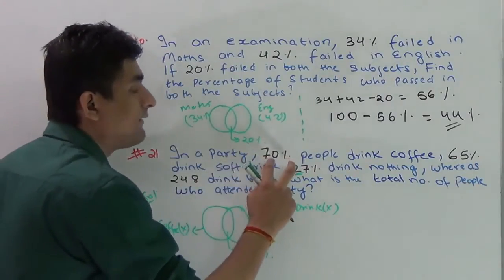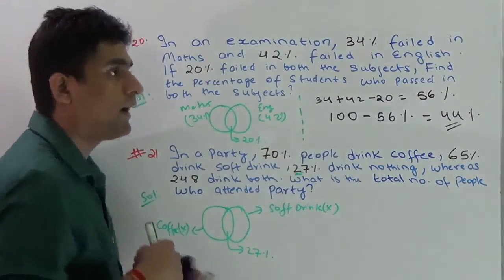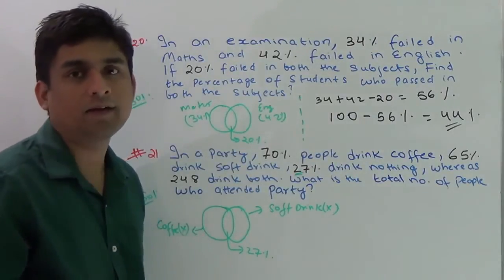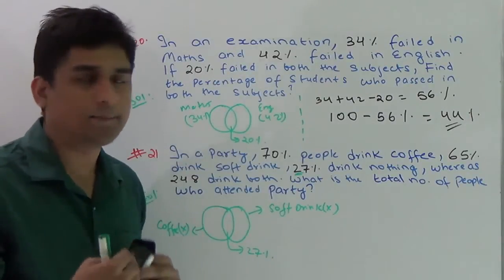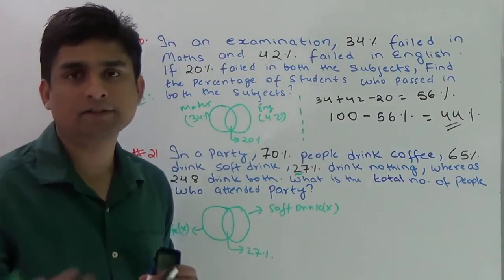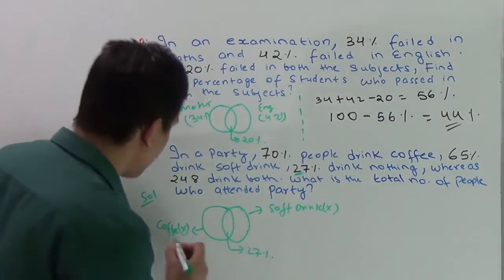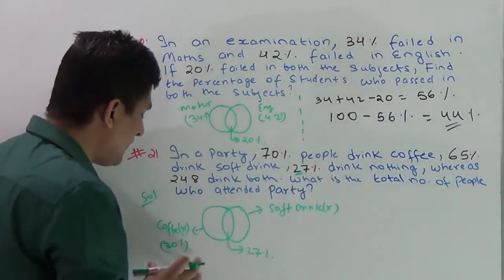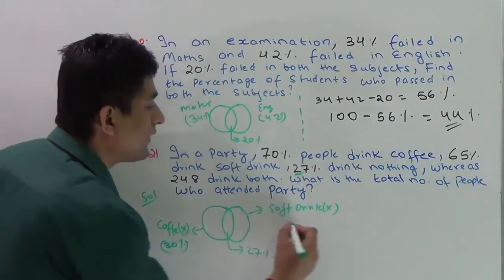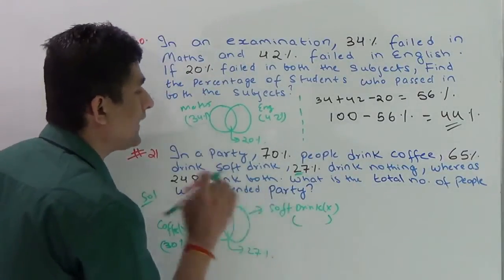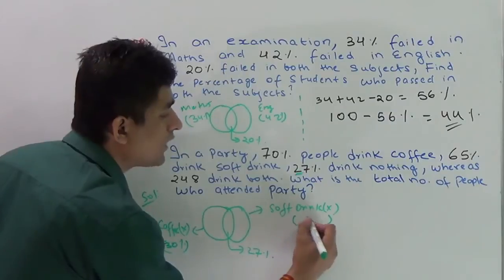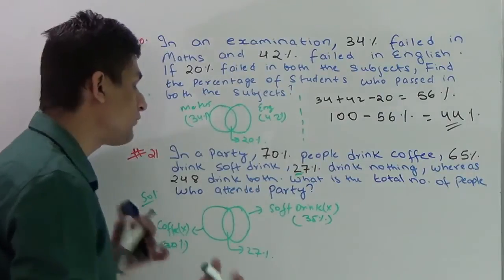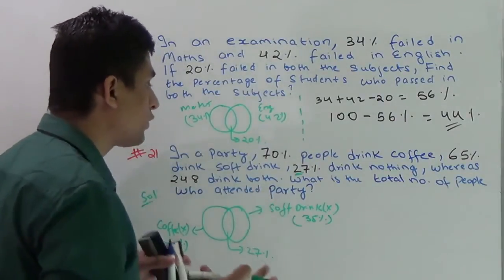In the question it is given that 70% of people drink coffee. If in a party 70% of people drink coffee, that means 100 minus 70, which is 30%, do not drink coffee. Therefore this region will be 30%. Similarly, for soft drink it will be 100 minus 65, which is 35%. That means 35% of people do not drink soft drink. I think this Venn diagram is clear to you now.